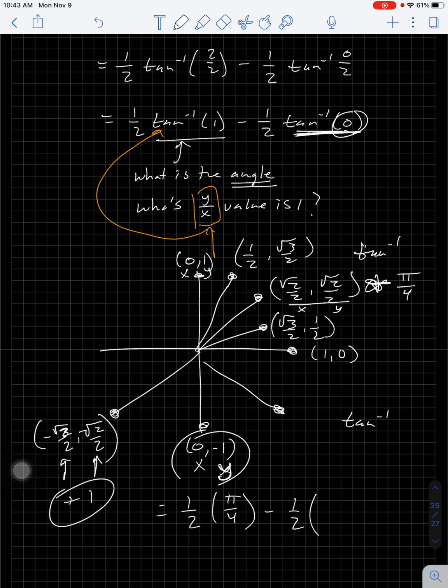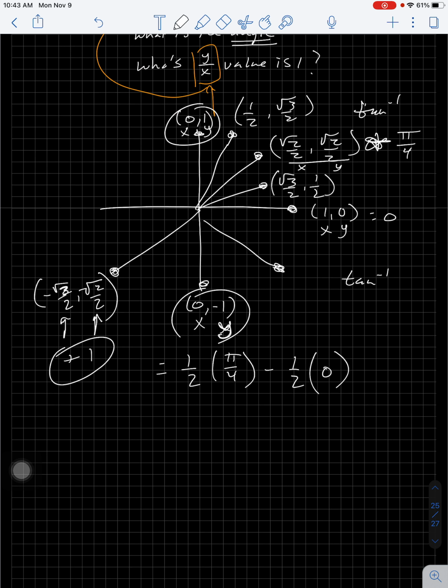Y over x, undefined. Y over x, this is 0. So this angle name is 0. And again, it's also 2 pi, but that's outside of the domain. That's all the way around. So we want to use 0, and then you just simplify. So this is going to be pi over 8 minus 0. That's it.